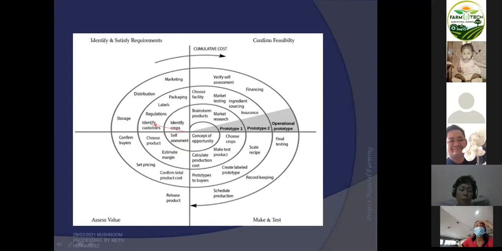Identify sino ba customers ko. Dito napapasok yung market study. No? May mga laws and regulations. Anong label ko, yung packaging ko? Nag-iisip na tayo. We will then check our facility kung meron tayong equipment, tools, equipment, and materials. And magma-market testing tayo. Then, saka ka pa maghahanap kung saan nakakamura ng ingredients.